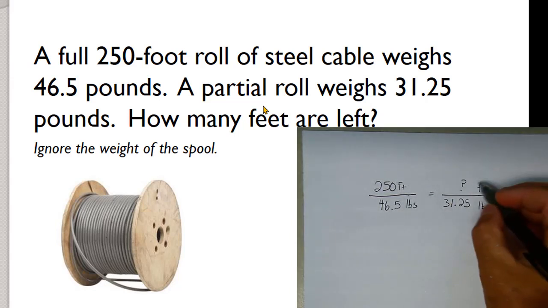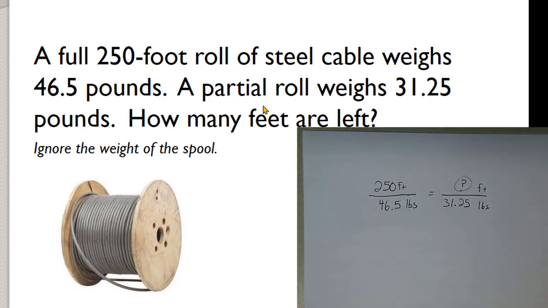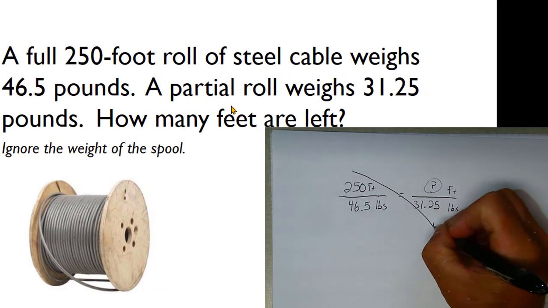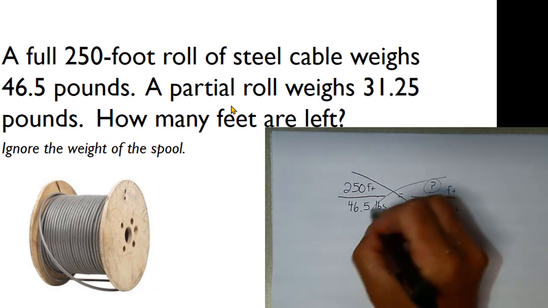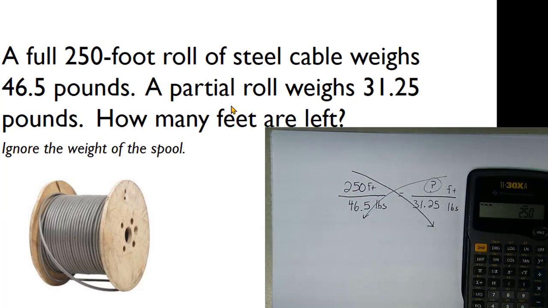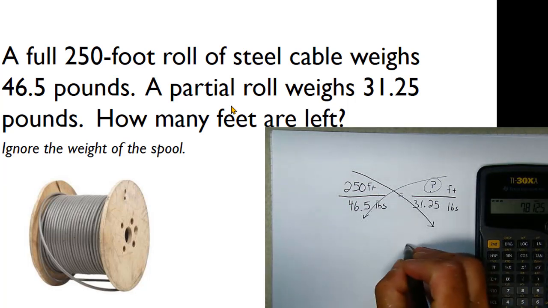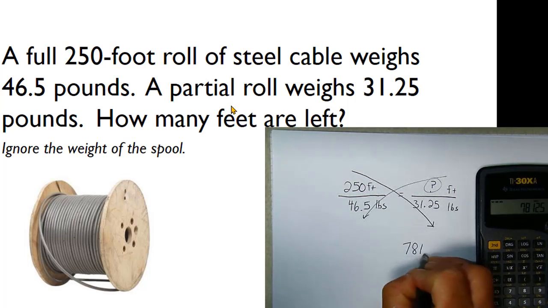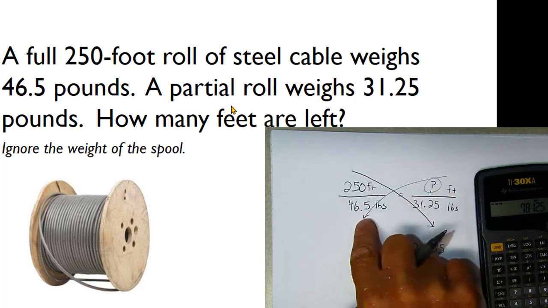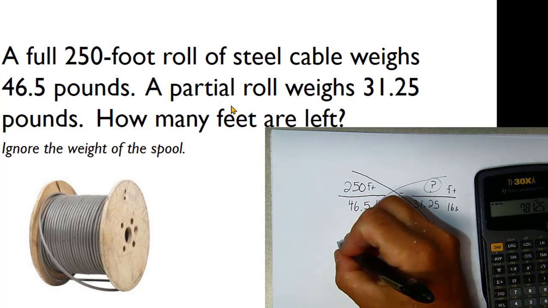Now, here's the key. We can find this number by cross multiplying. If we multiply these two numbers together, we have to get the same thing as if we multiply these two numbers together. So 250 times 31.25, and we get 781.25. In the other direction, it's 46.5 times something we don't know.